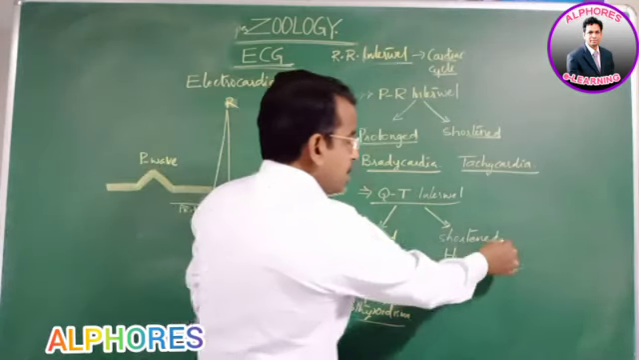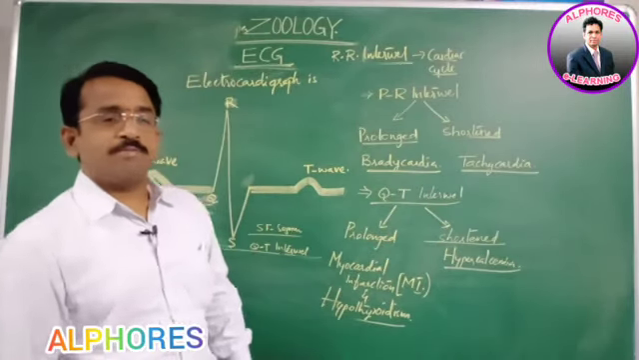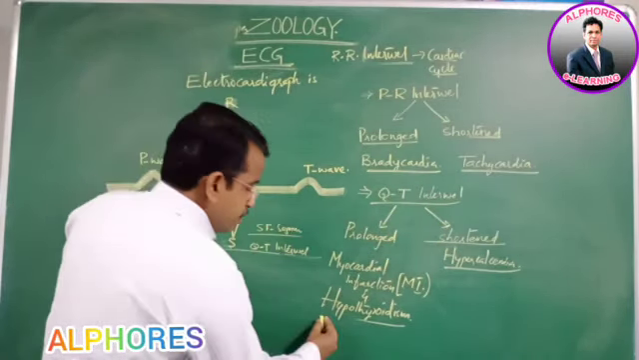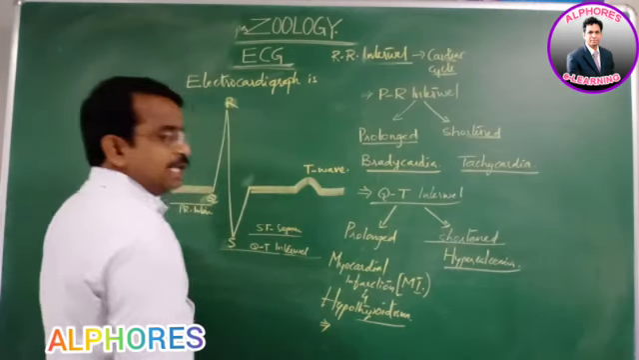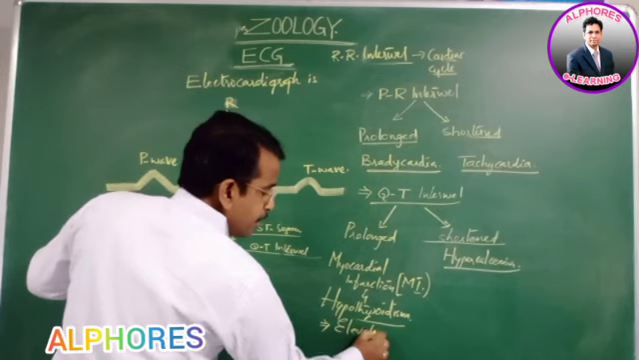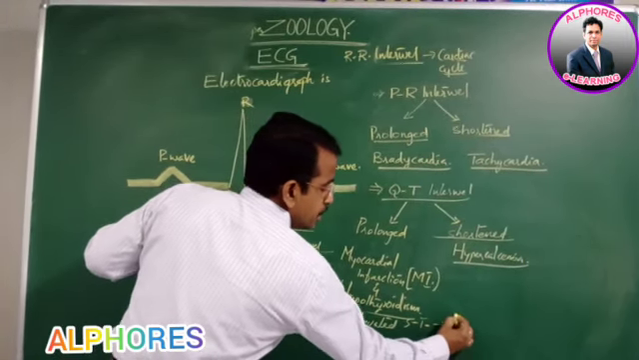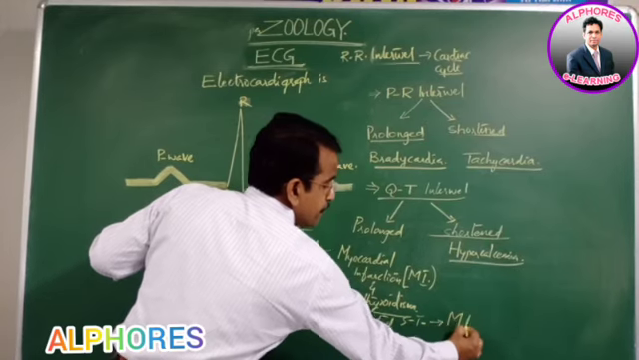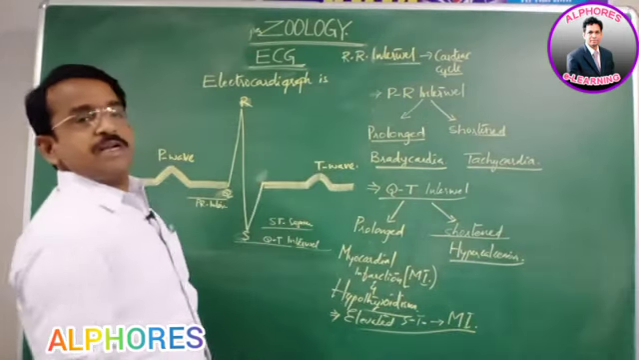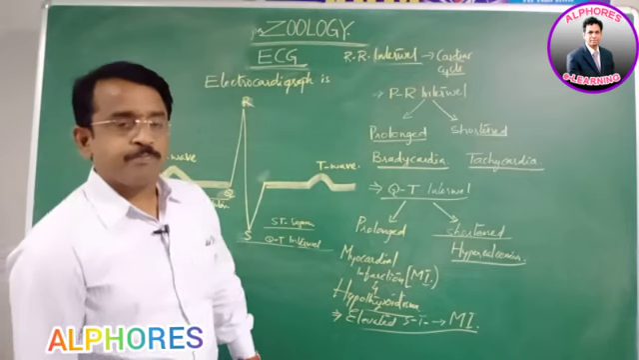In the same manner, a shortened QT interval results in hypercalcemia. And besides that, one more thing is also seen, the elevated ST segment. Elevated ST segment also results in myocardial infarction.